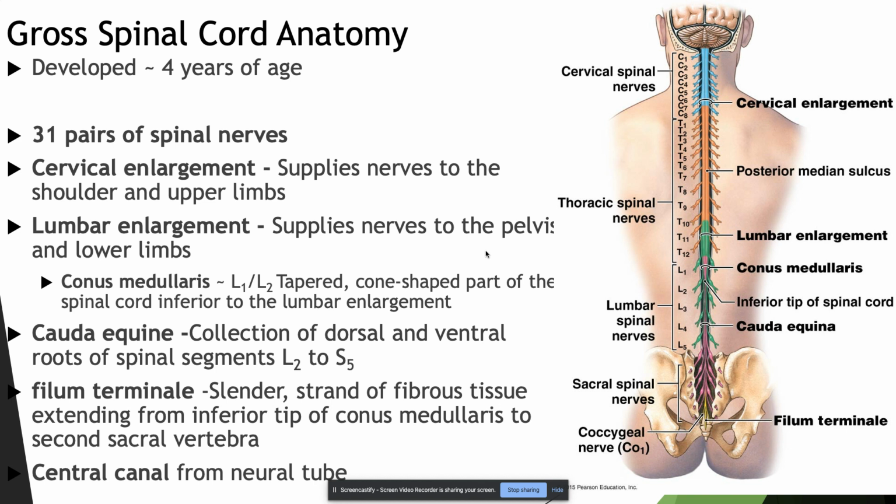So the filum terminale is a slender strand of fibrous tissue which extends from the tip of the conus medullaris to the second sacral vertebra. It provides longitudinal support to the spinal cord and is a component of the coccygeal ligament.